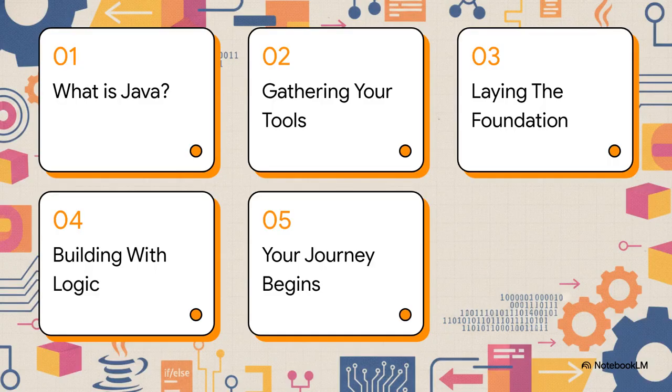So here's our game plan for today's build. First, we're going to study the blueprint to really get what Java is all about. Then we'll gather up our tools and set up our workshop. After that, it's time to lay the foundation with our first lines of code and then install a smart component using logic. And finally, we'll take a look at where you can go from here.